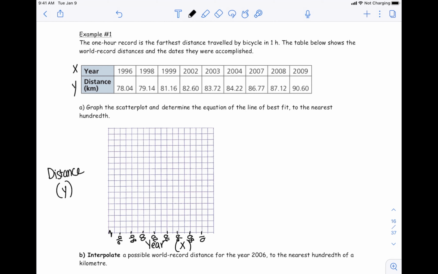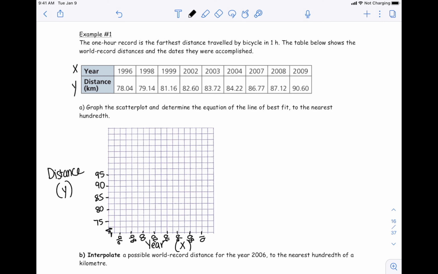And then for distance, again, we're going to create that little zigzag to show that we're going to skip values, and maybe we're going to start from 75. Then I'm going to go up to 80, 85, and then 90, and then up to 95. Okay, so just to be able to fit all the distances.